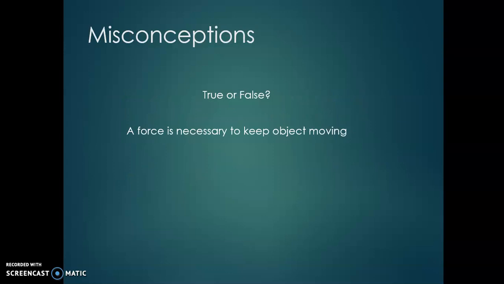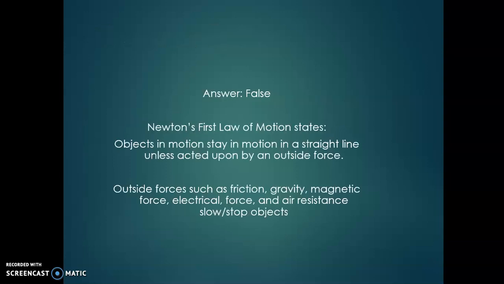What are the misconceptions that we can predict from this chapter? The first statement is that a force is necessary to keep an object moving. Is it true or false? The answer is false. According to Newton's first law of motion, an object in motion stays in motion in a straight line unless it is acted upon by an outside force. What are these outside forces called? They are known as friction, gravity, magnetic force, electrical force, and air resistance, which literally slow or stop objects.